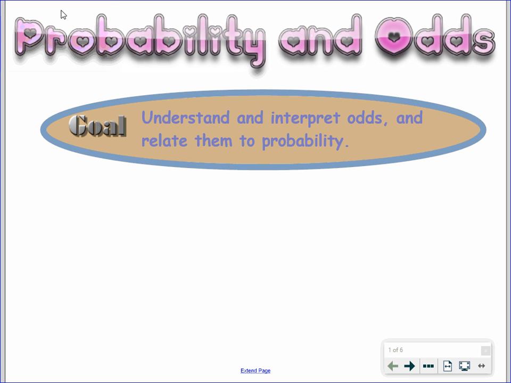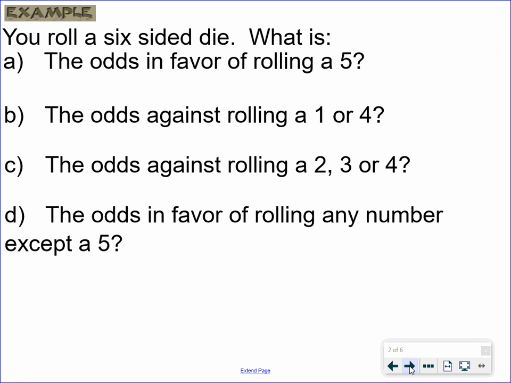In this lesson, we're going to continue looking at probability and odds. In the first example, you roll a 6-sided die. What are the odds in favor of rolling a 5? So the odds in favor means that we're comparing rolling a 5 to not rolling a 5.